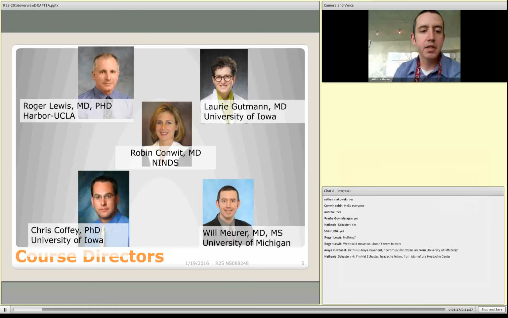So one key problem with this slide is it lacks pictures of Sam Awocha, who is our project manager, and Jenna Russell, who is our administrative lead here at Michigan. And it does have the course directors. So Roger Lewis from Harbor UCLA Medical Center is pictured up there, as is Robin Conwit from NINDS, and Lori Gutman from the University of Iowa, myself, and Chris Coffey, who is from the University of Iowa.